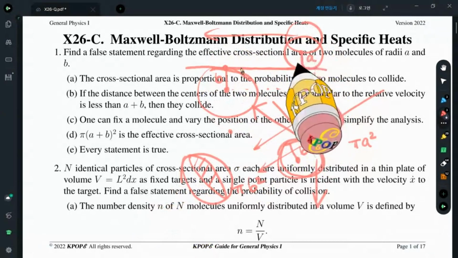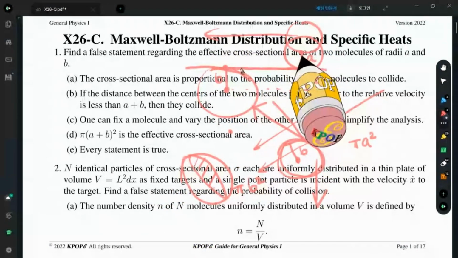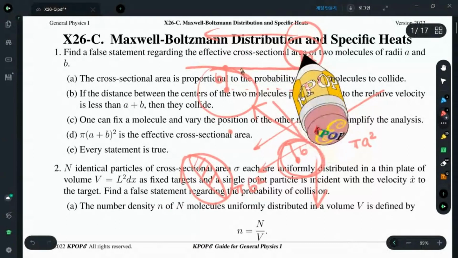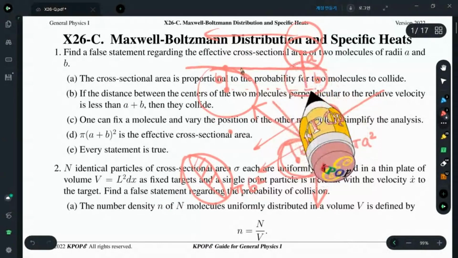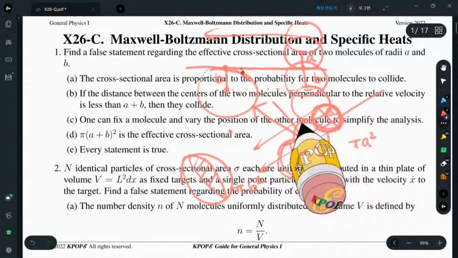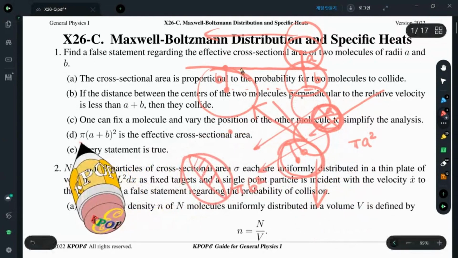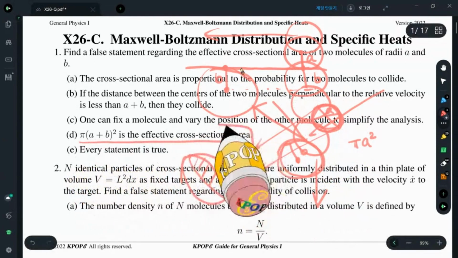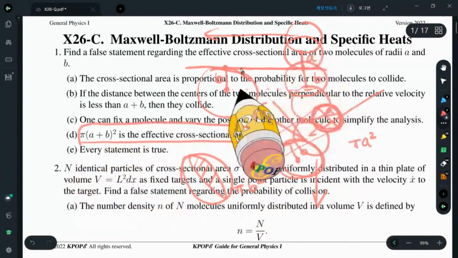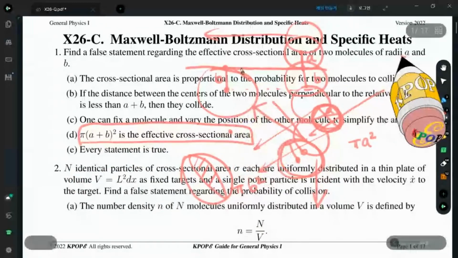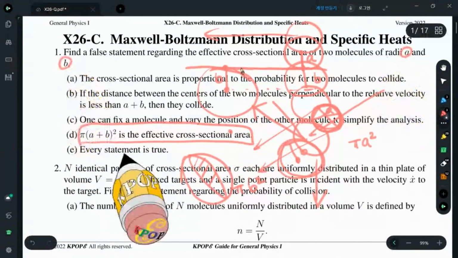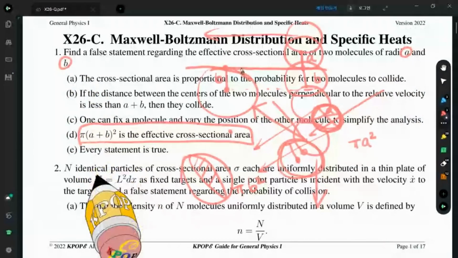If the perpendicular distance is smaller than this, for example, in here, in here, in here, in that case, they can collide. That's the reason why the effective cross-sectional area of two spheres of radii A and B is pi (A plus B) squared. Okay?